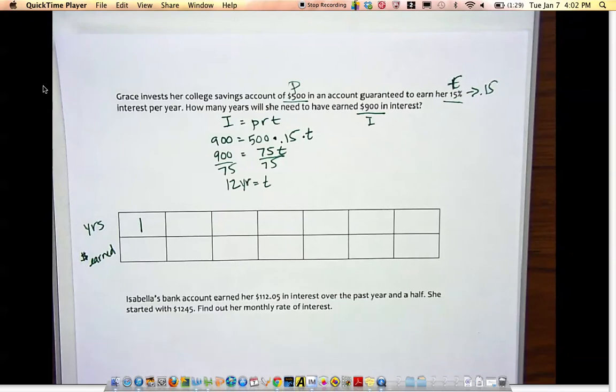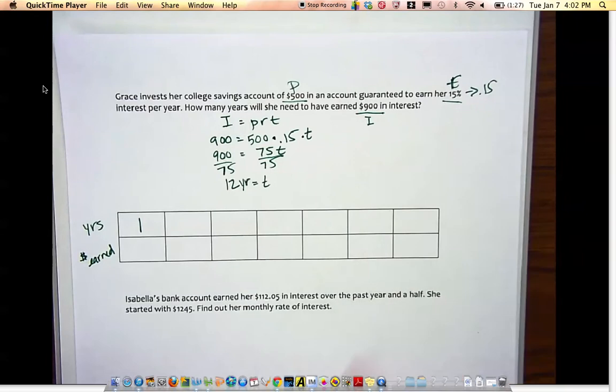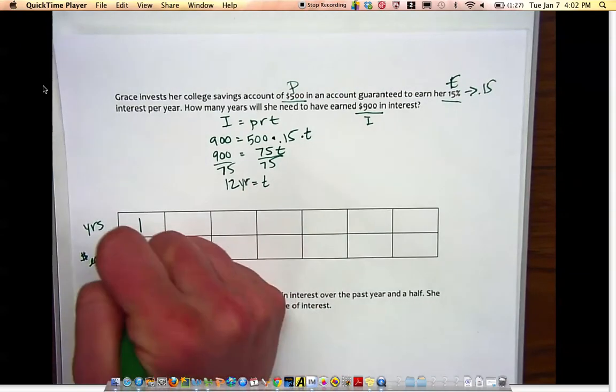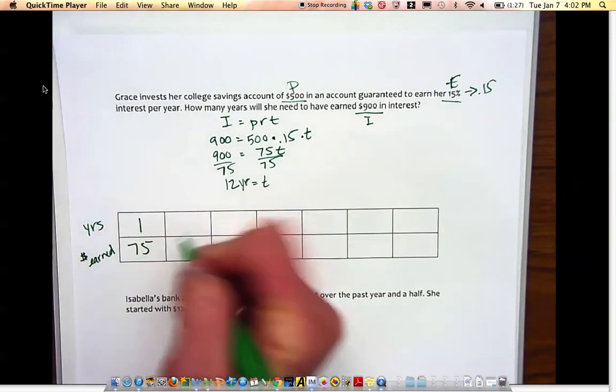All right, sorry for that interruption. At 1 year, I'm going to figure out how much she's earned. So I'm going to take my 15% as a decimal, and then multiply that by the 1 year, and then multiply that by the $500 that she started with. And that's where I get my $75. She earns $75 in 1 year.